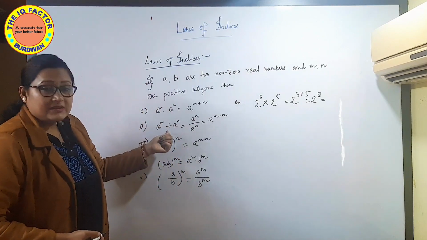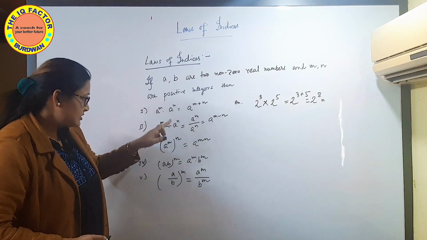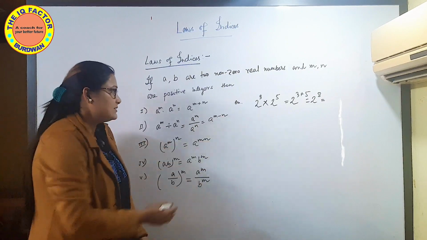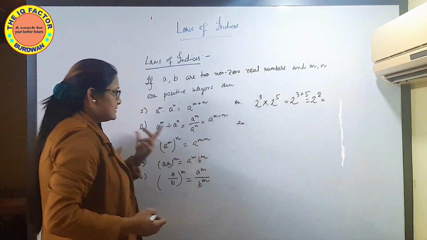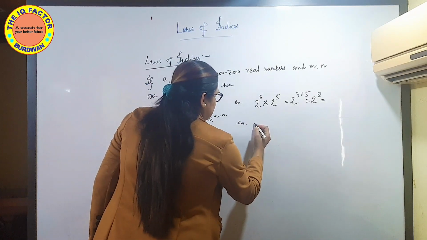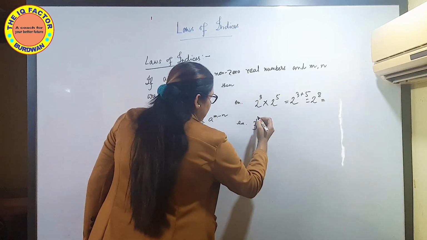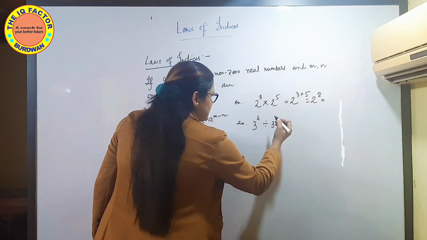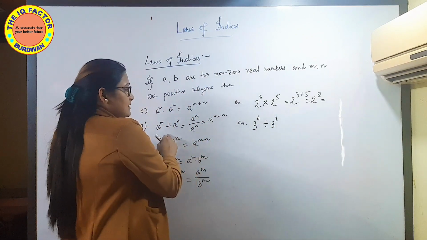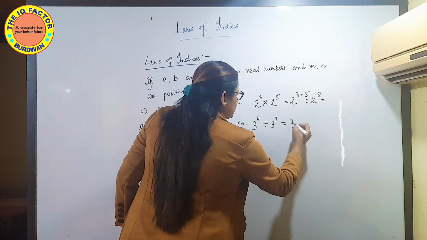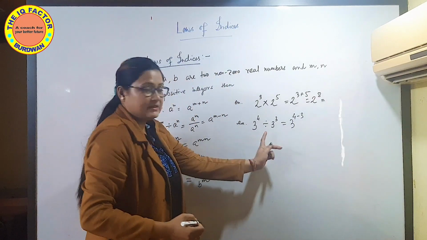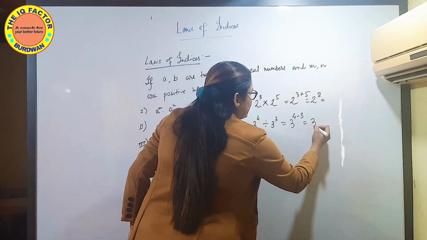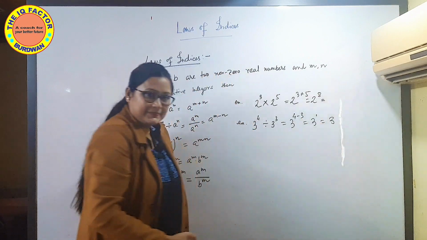Next, a to the power m divided by a to the power n, we can write a to the power m by a to the power n, that is a to the power m minus n. For example, just apply the second formula. Suppose a is 3, 3 to the power 4 divided by 3 to the power 3. How will we calculate? Applying the second law of indices, it will be 3 to the power 4 minus 3. It is division, that is why the powers are subtracted, 4 minus 3. So, it will be 3 to the power 1, that is 3.